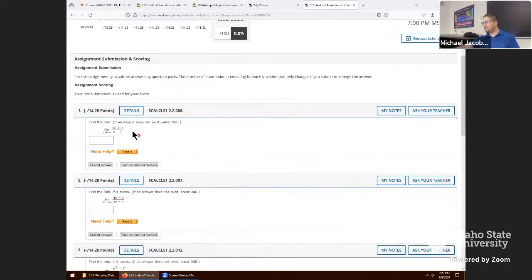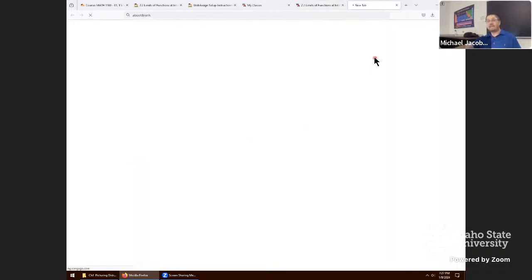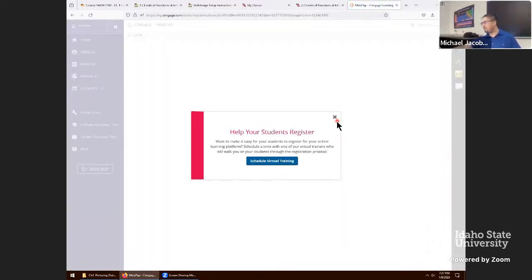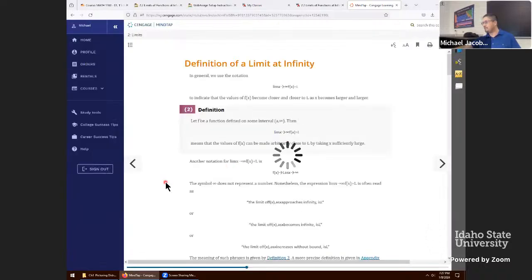So here's our first problem. It says find the limit; if it does not exist, enter DNE. That's kind of a weird problem. We've never described it. So if you run into a problem that seems to come out of the blue, there are a lot of things you can do here. You can click on Read It. If you do that, it's going to take you to the exact portion of your textbook where this problem is coming from, or thereabouts. You click away those little things.